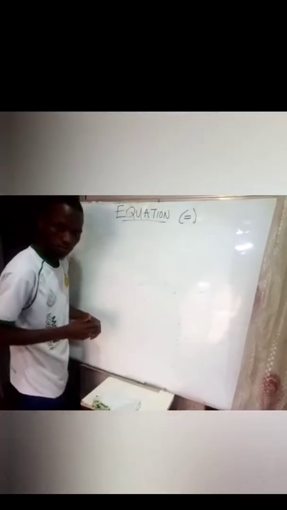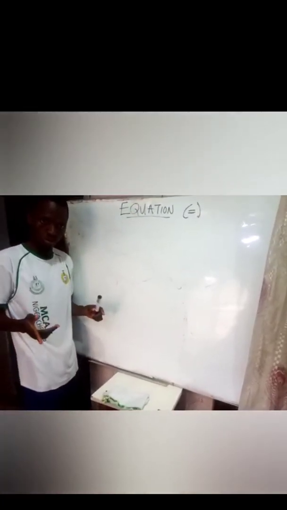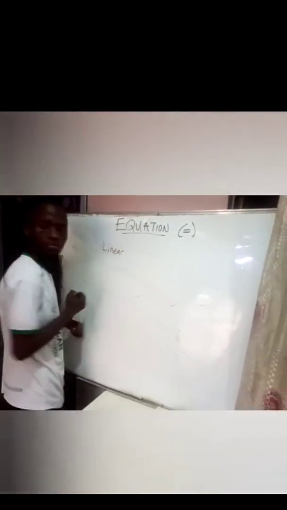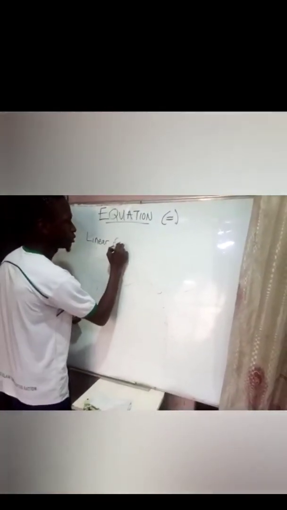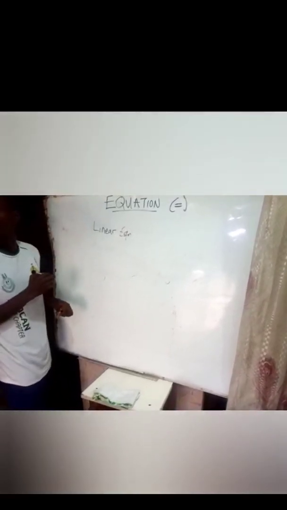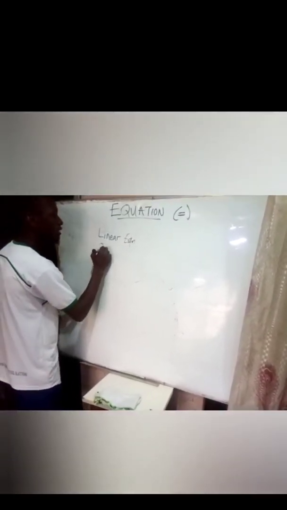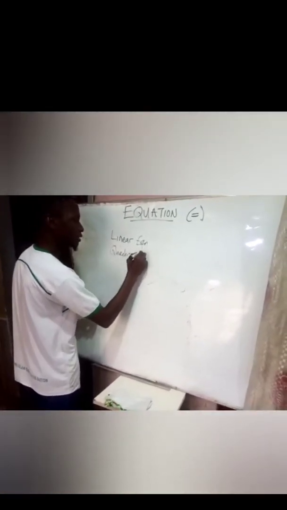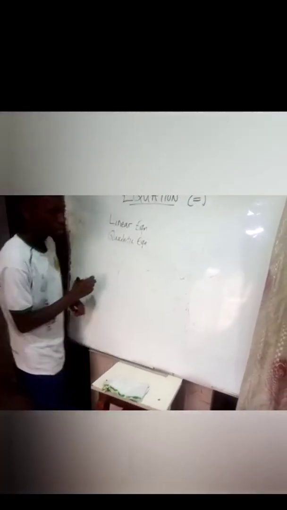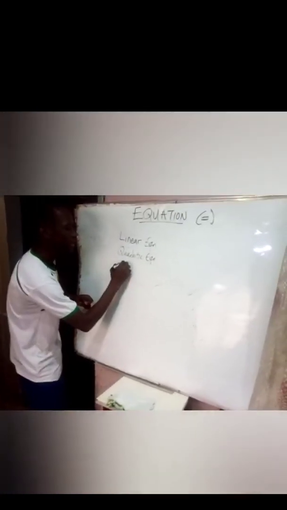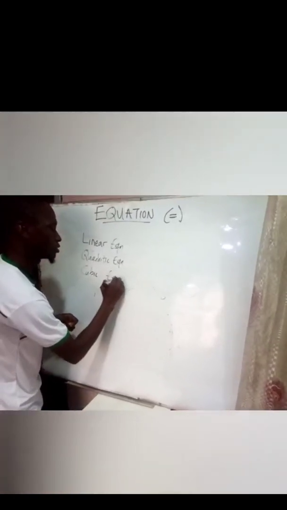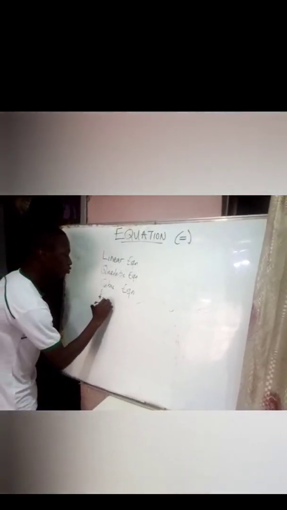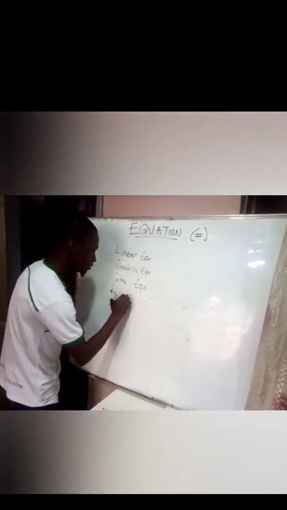So for equations, we have forms of equation. The first one, we have linear equation. Let me shorten equation to this. We have what again? Quadratic equation. And we have cubic equation. While you can name the rest polynomial.